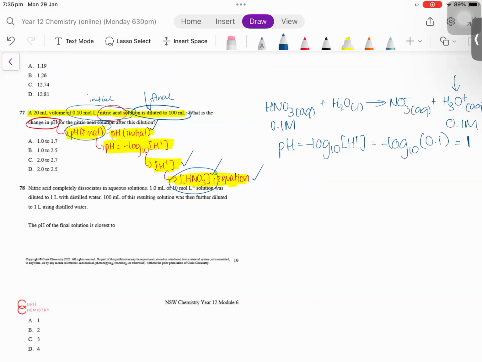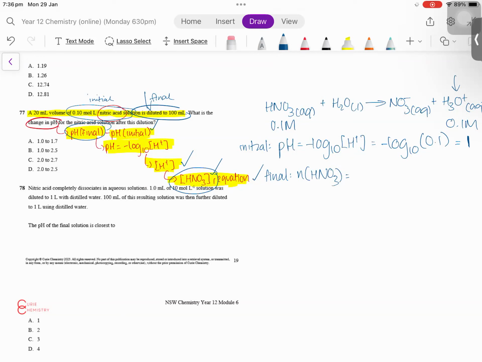After they told you they diluted it, there was no extra sentence about what happened. So technically you could use the dilution equation for this, but it doesn't work every time. So I'd rather get you in the habit of tracking the moles, yeah? So the moles of HNO3 doesn't change, it's the volume that changes. So I'm gonna keep track of the moles.